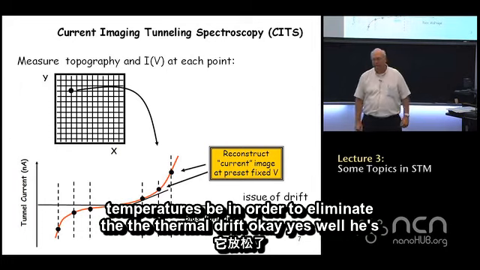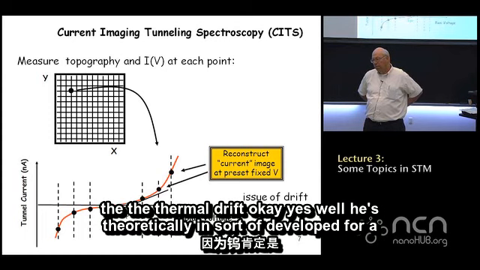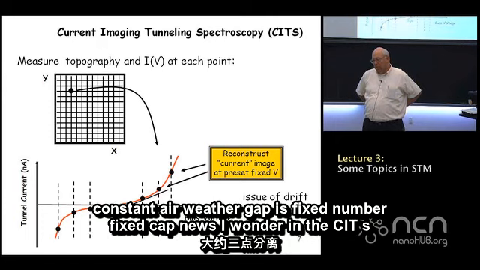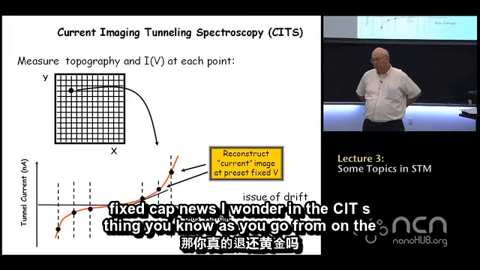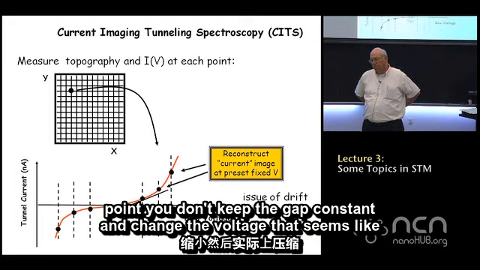This correlation between dI/dV and density of states is, at least theoretically, developed for a constant gap, where the gap is a fixed number. So for a fixed gap, you ramp the voltage V. I wonder in the CITS measurement, as you go point to point, you have to keep the gap constant and change the voltage. That seems like a hard thing to do. And how do you choose what gap to do this at? What are the implications?